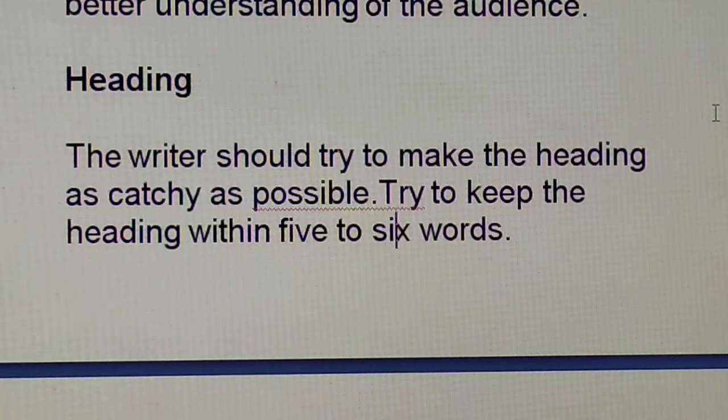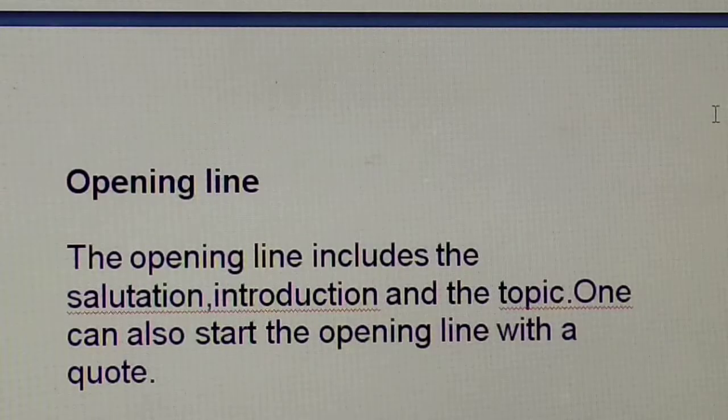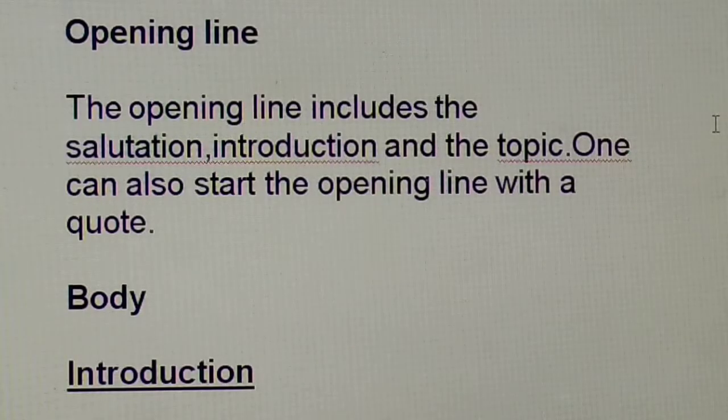Heading. The writer should try to make the heading as catchy as possible. Catchy means it should attract the readers, the audience. Try to keep the heading within 5 to 6 words. Opening line. The opening line includes the salutation. What is that? You say good morning friends, good morning principal sir and all that. Introduction and the topic. One can also start the opening line with a quote. Yes, you can use a quote.